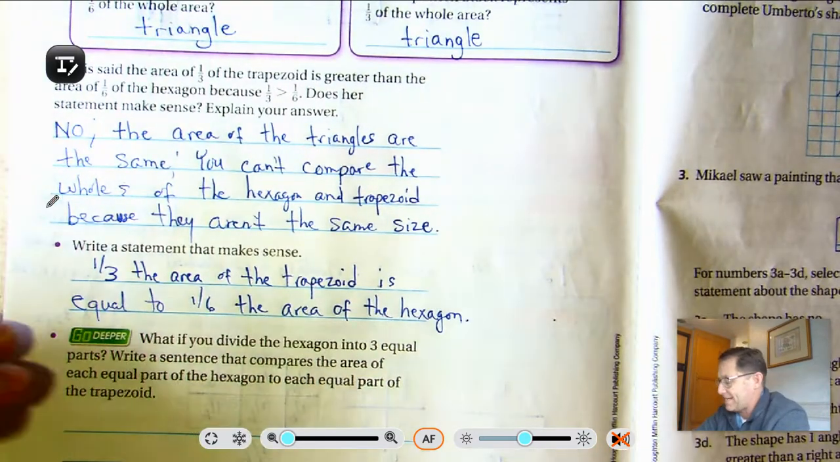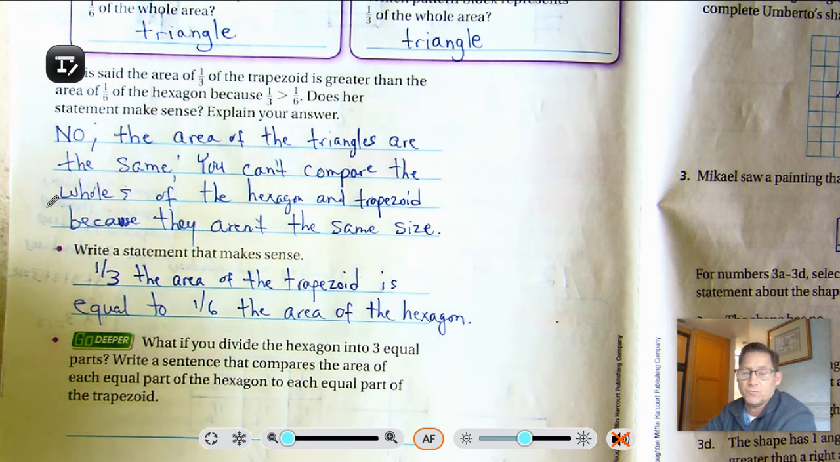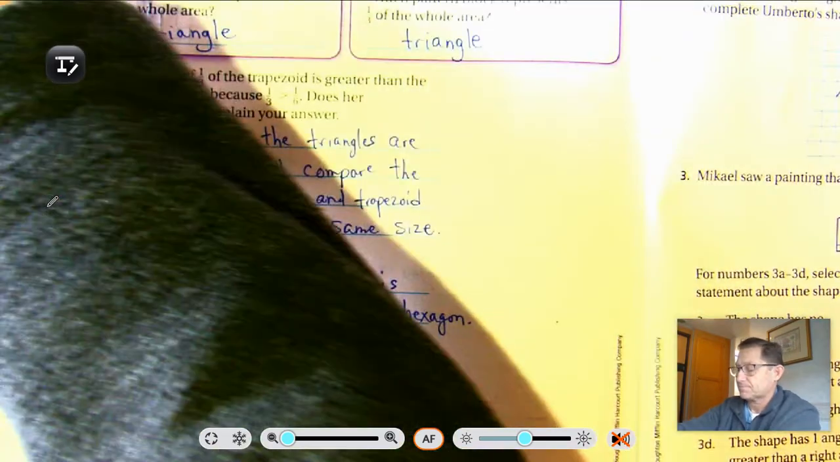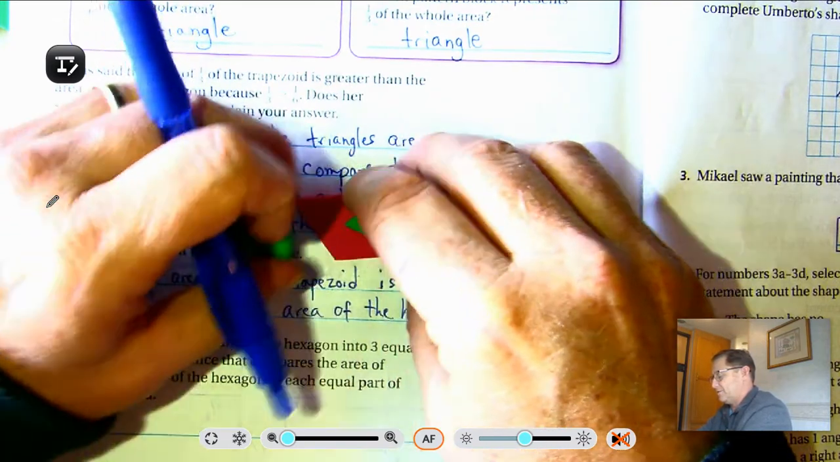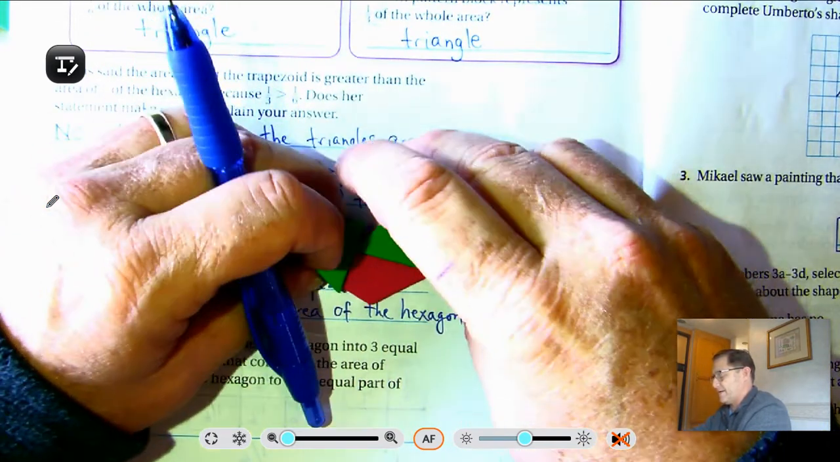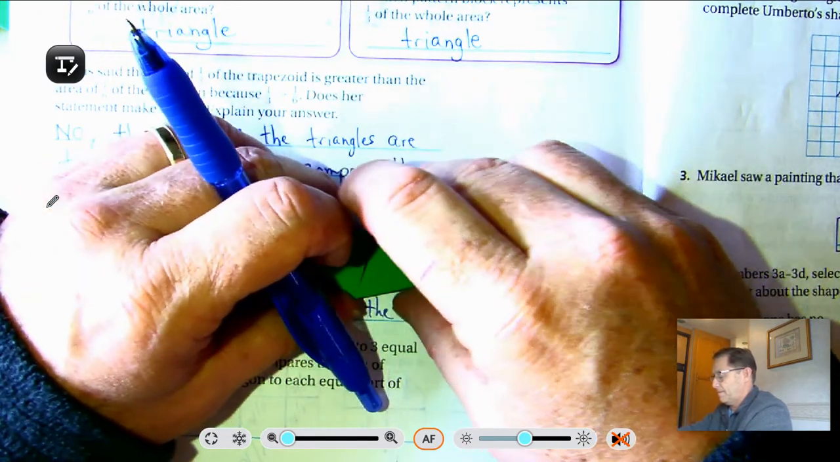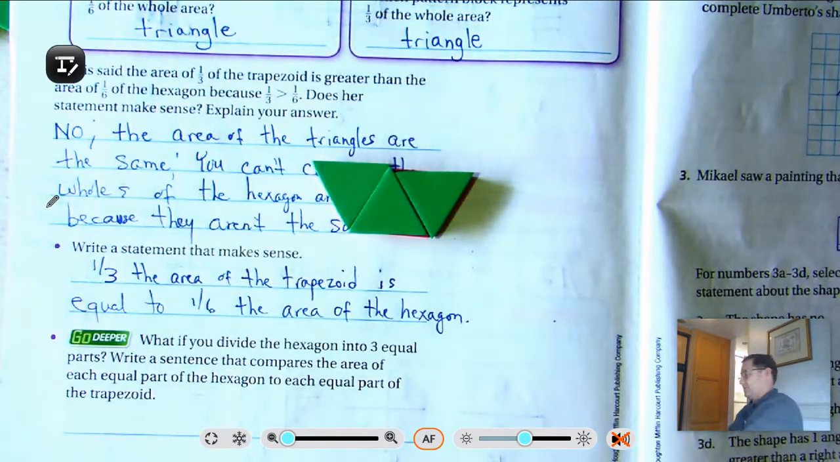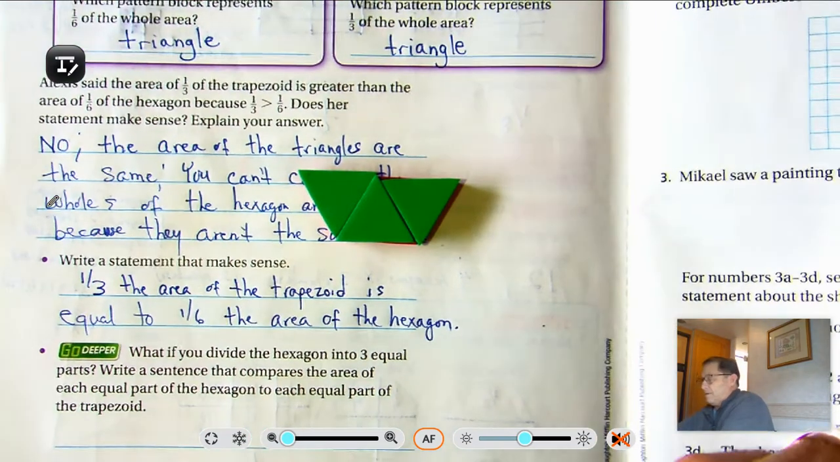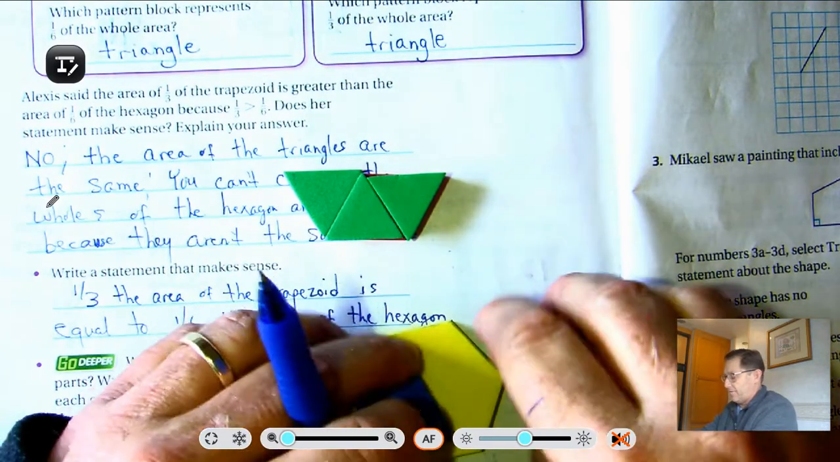All right, what if you divide the hexagon into 3 equal parts? Write a sentence that compares the area of each equal part of the hexagon to each equal part of the trapezoid. All right, so we know that they broke the trapezoid into 3 equal parts. So it had 3 triangles. I know that I can also make a hexagon out of 3 rhombuses.